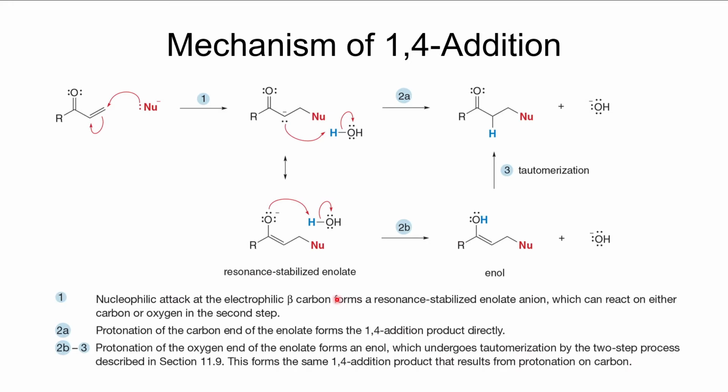For 1,4 addition, it's a little bit more complicated. So in our first step, the nucleophile comes in and reacts with the beta carbon. Remember, there is a partial positive charge on that beta carbon because of our resonance structures. So it comes in and reacts with that beta carbon, and that puts a negative charge here on the alpha carbon. There are two resonance structures we can draw for that. One is this one, and with that one we have the negative charge on the carbon, and if we just protonate that carbon, we'll get this, and that will be our product.